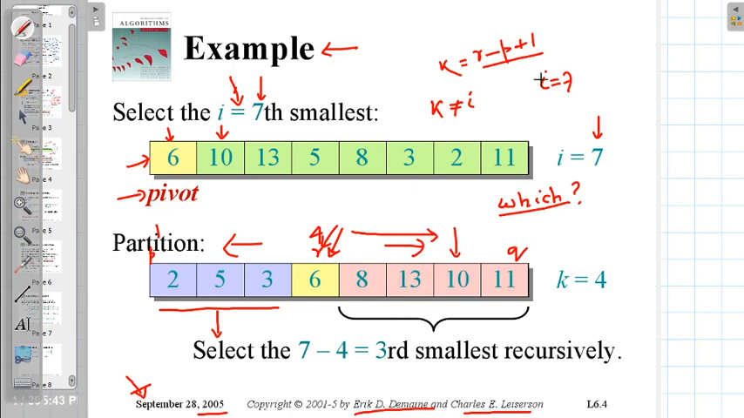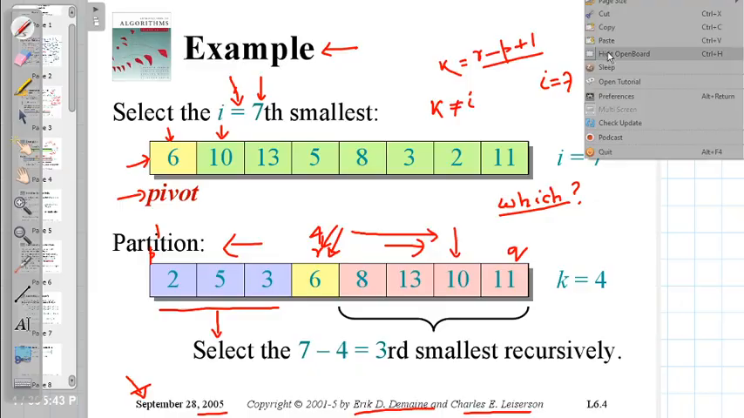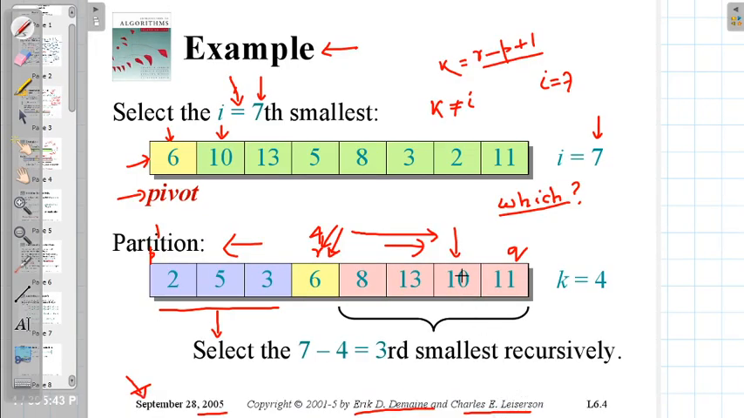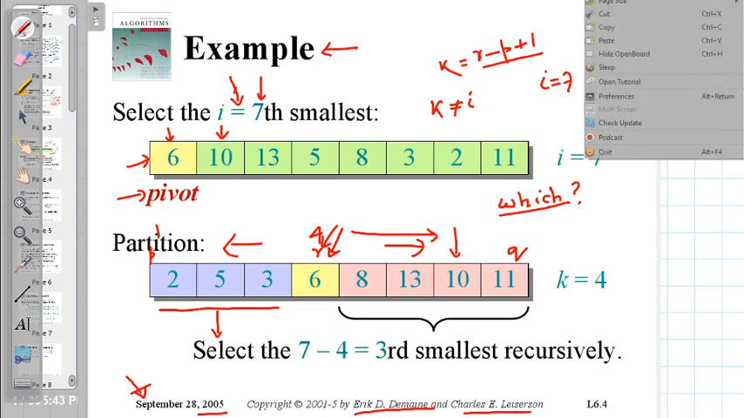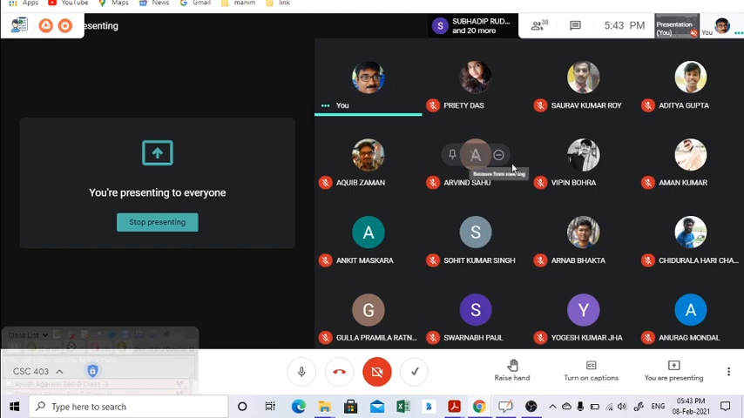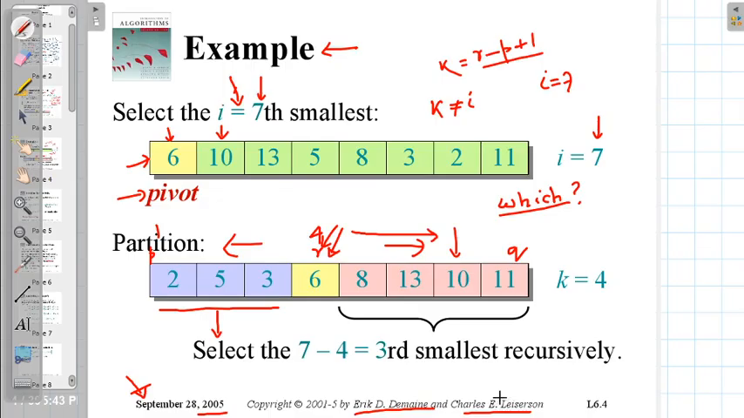Hello? Can anybody say which smallest element? Who will be telling? Preeti, you tell me. Which smallest element will I be searching in this list then?